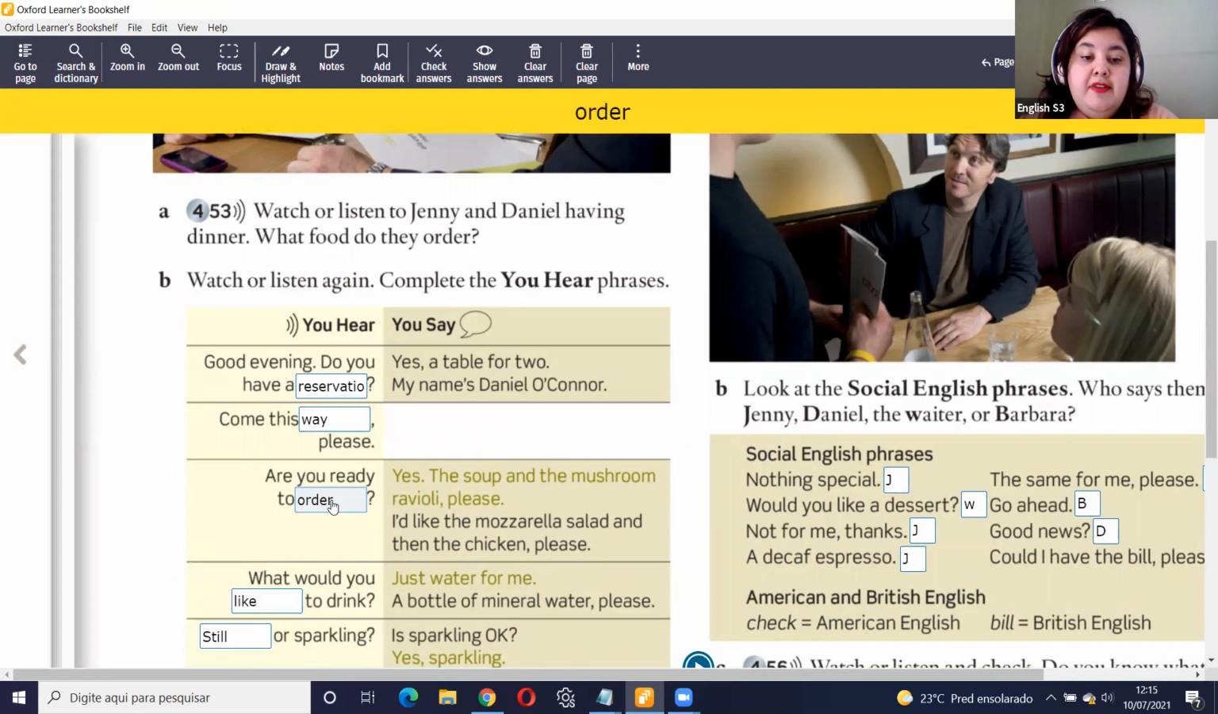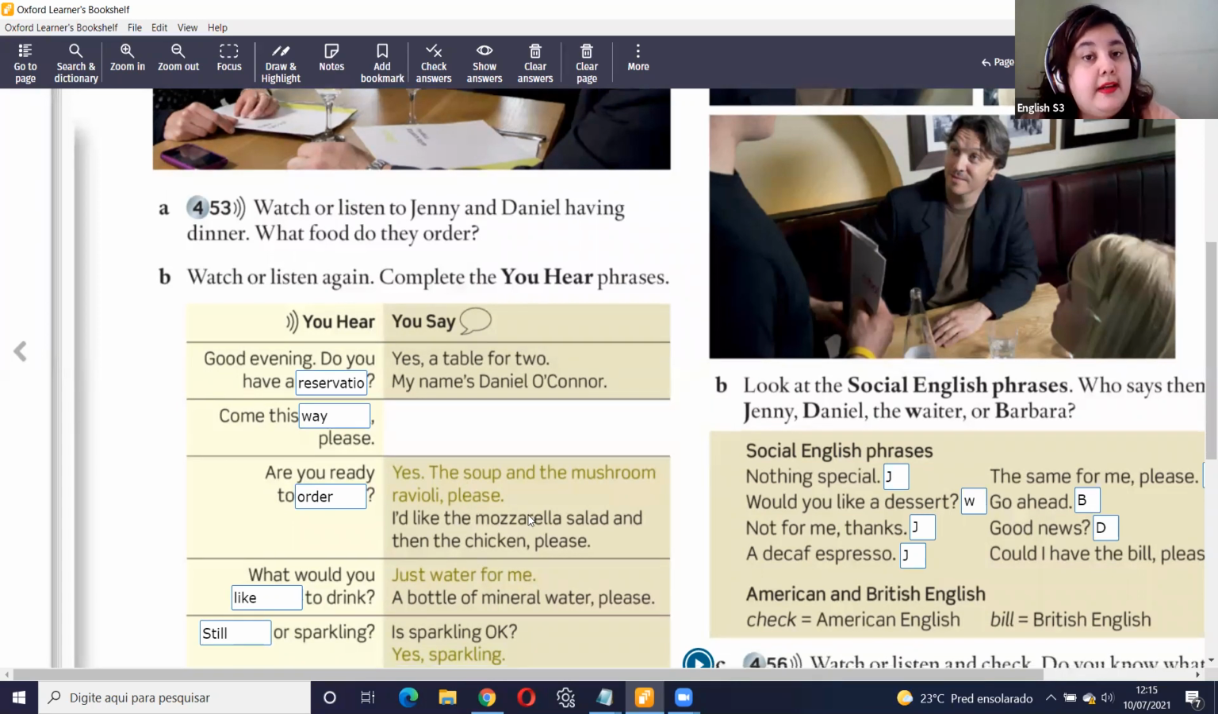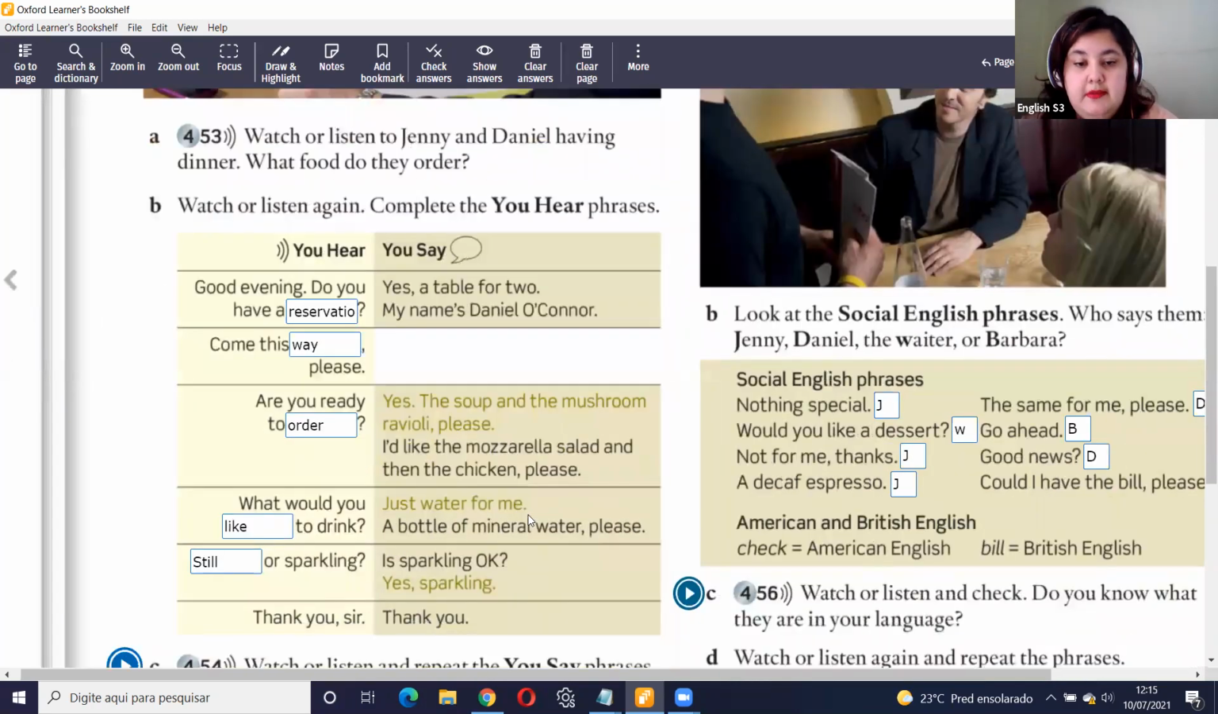Yes. Aqui você pode tanto pedir direto e falar please no final. For example, the soup and the mushroom ravioli, please. Or I'd like. Eu gostaria. Okay. And then the waiter can ask you, what would you like to drink? Just the same, you can ask please or I'd like. And we have the question, still or sparkling? If we talk about water and we say still or sparkling, still is with no gas, sparkling with gas.